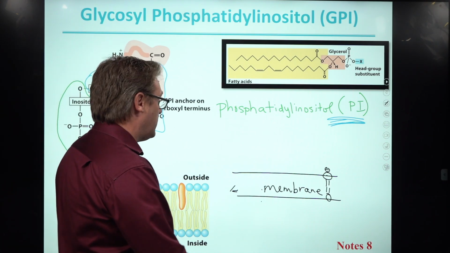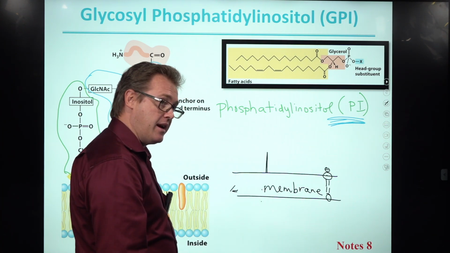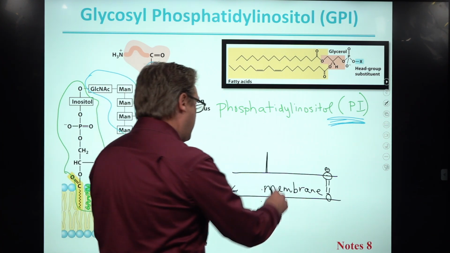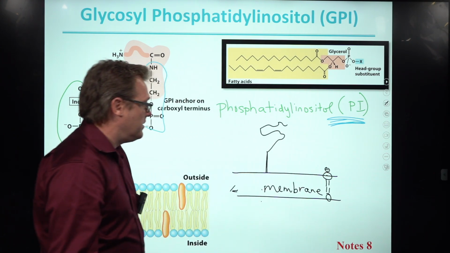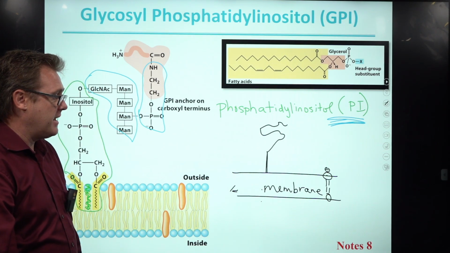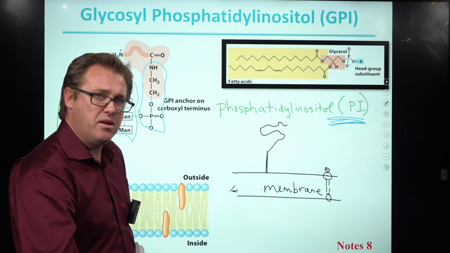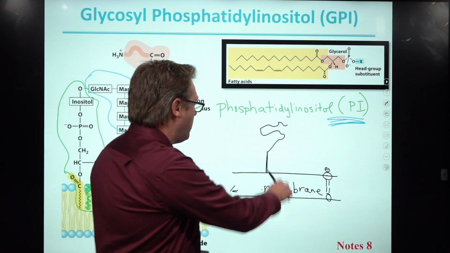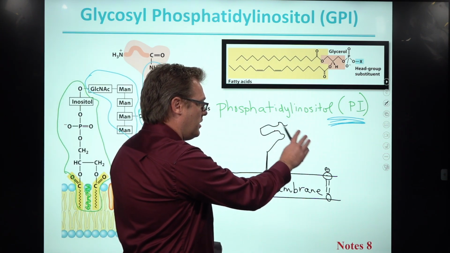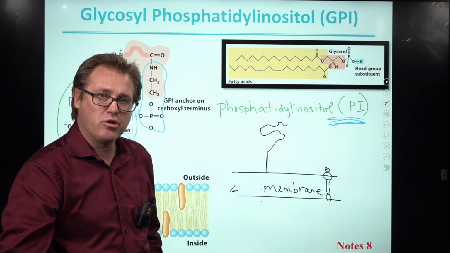So what's cool is that when you have these GPI linkers, let's just represent the GPI linker like that, and then you have your protein floating around, attached to that GPI linker. What type of sequences do you think you will want in your protein in order to interact with the head groups on the membrane?